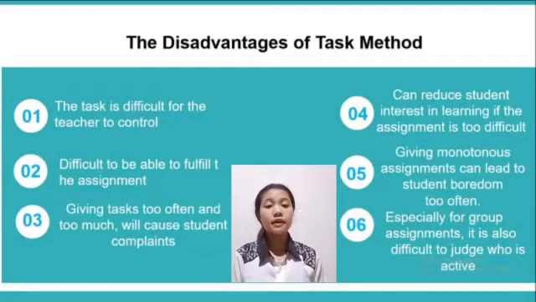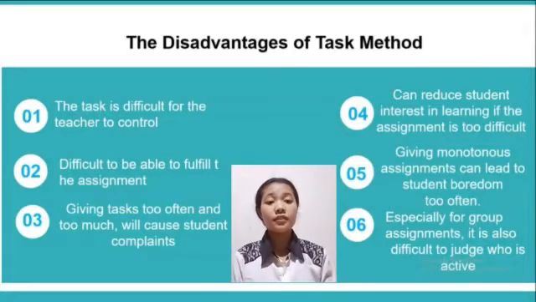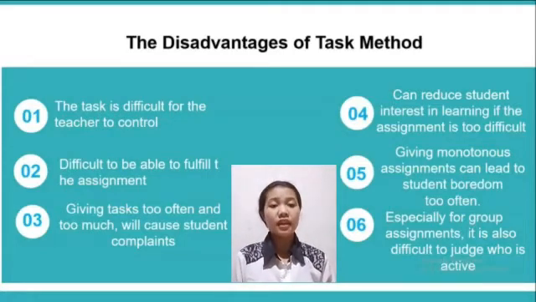The last is about the weaknesses or disadvantages of the assignment or task method. The first is the task is difficult for the teacher to control. It is for tasks as homework. Because the task is done at the student's home, the teacher cannot control whether the task is made by the student or another person.